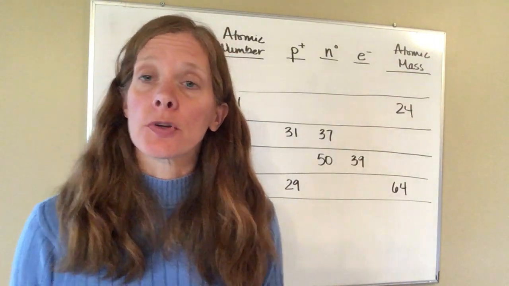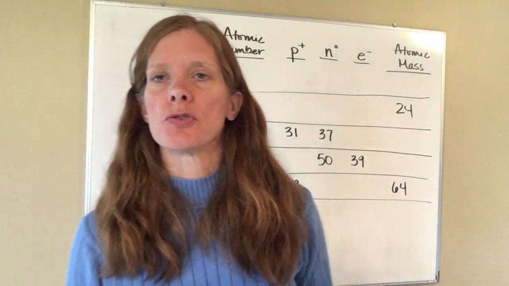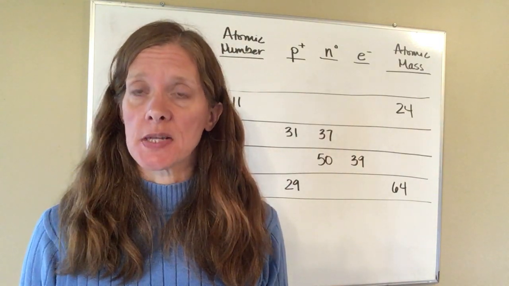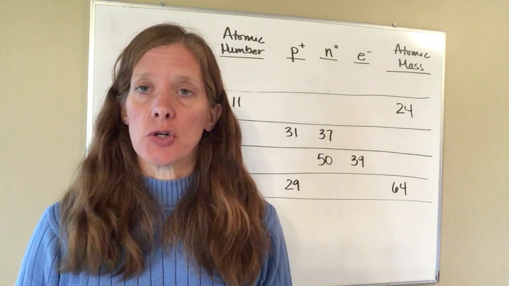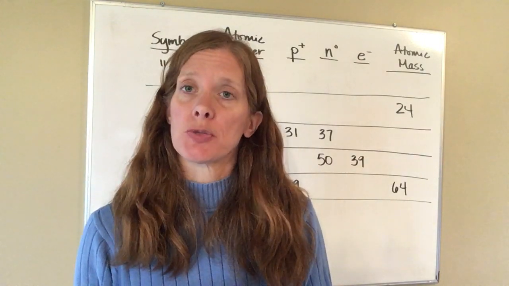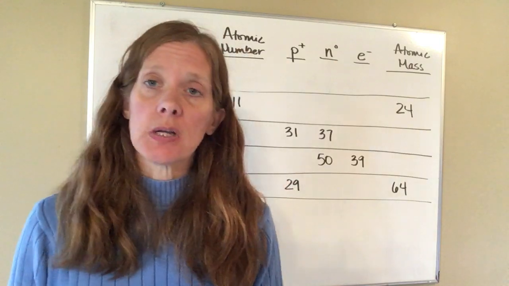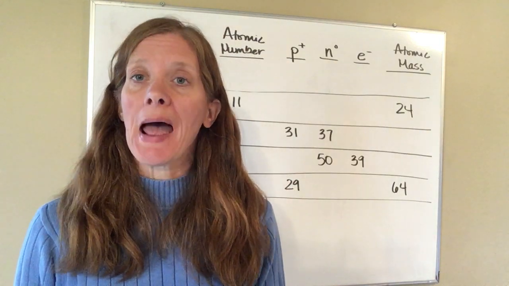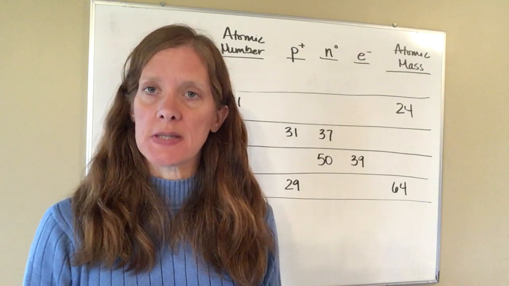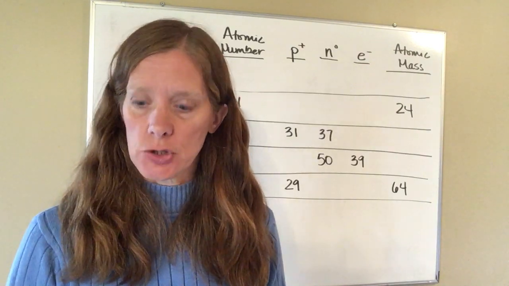Today we're going to be working on making sure that you understand how to find the number of protons, neutrons, and electrons in any type of atom that you're given. So you will need your protons, neutrons, and electrons practice worksheet, and you will need a copy of the periodic table. If you don't have those things right in front of you, pause the video, go find those two things, and then come back, and then we'll continue.